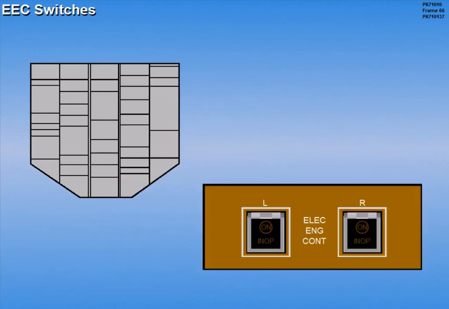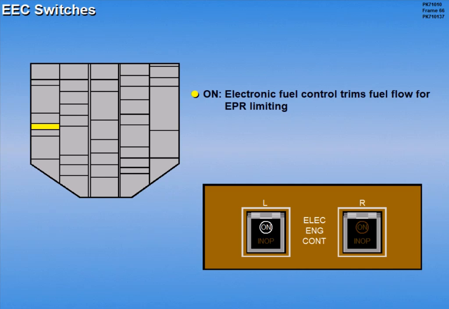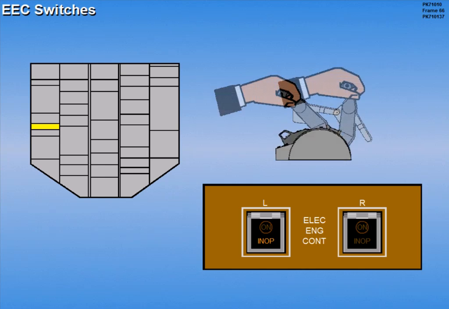The plastic-guarded EEC switches are located on the overhead panel. When the EEC switch is selected on, the electronic fuel control trims fuel flow for EPR limiting. The inop light illuminates when the respective EEC is inoperative or the EEC is selected off. When the EEC is inoperative or selected off, there is no longer any overspeed protection, and the fuel control unit operates independently of the EEC. Full forward throttle will now produce an engine overspeed.